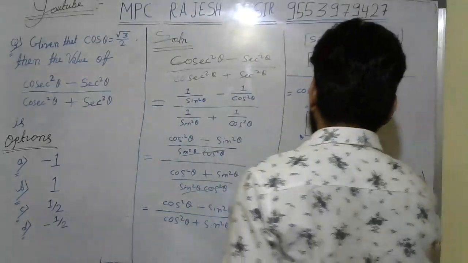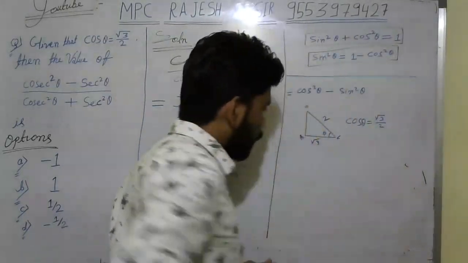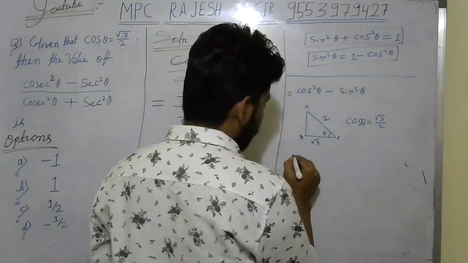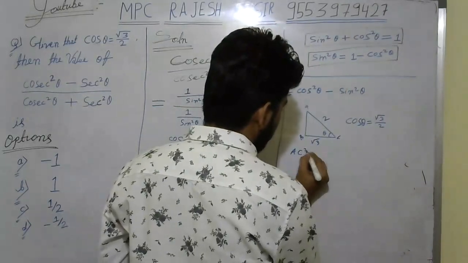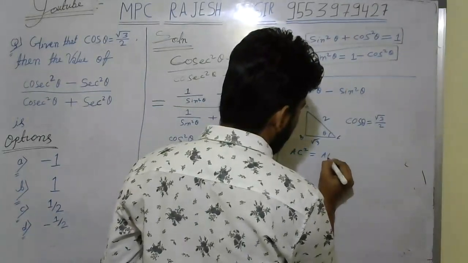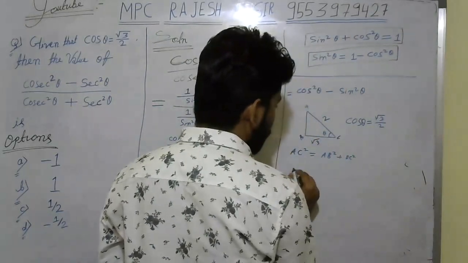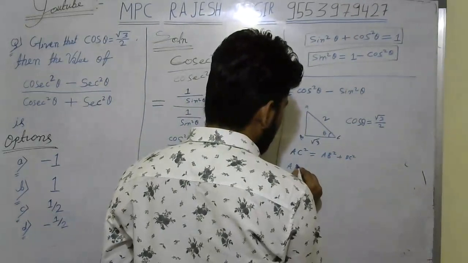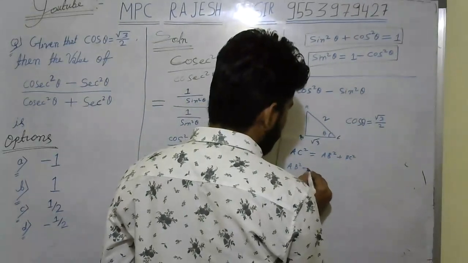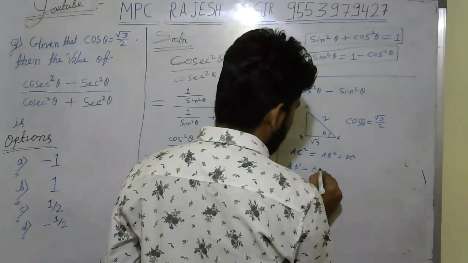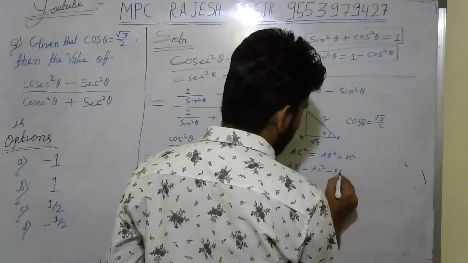We wrote it a little bit wrong. What is the formula? AC square is equal to AB square plus BC square. So according to that we need the AB. So AB square is equal to what? AC square minus BC square.